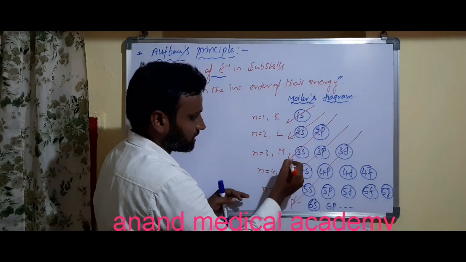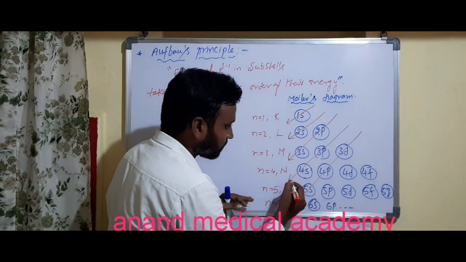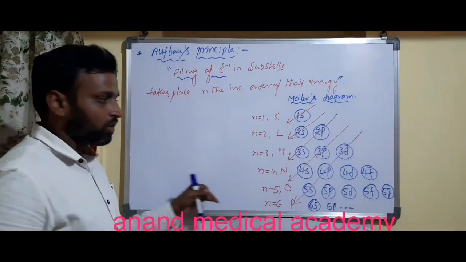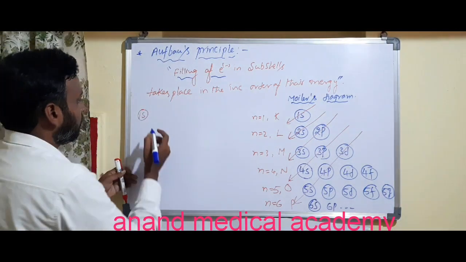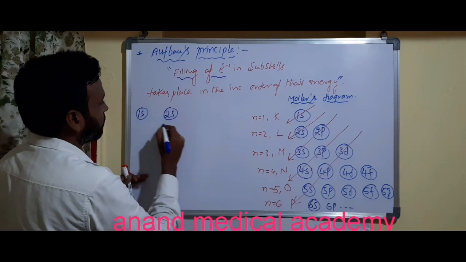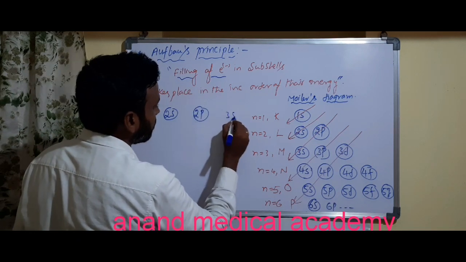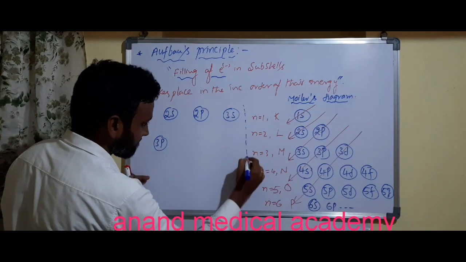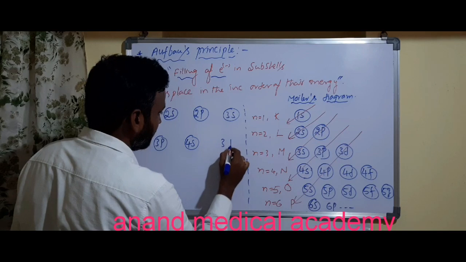Okay. After 2p, 3s. 3s filled, after that 3p. After 3p you have to fill 4s. After 4s, 5s? No. After 4s you have to fill 3d. First, then you have clarity. First you have to fill 1s. After 1s, 2s. After 2s, 2p. After 2p, 3s. After 3s, 3p. After 3p, 4s. After 4s, 3d.